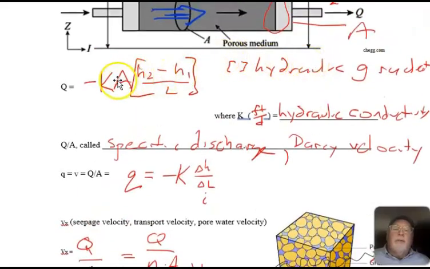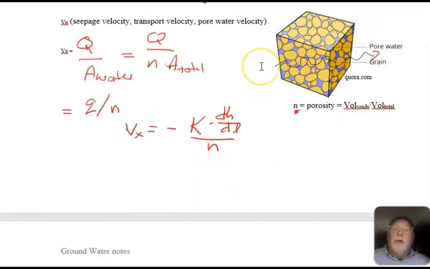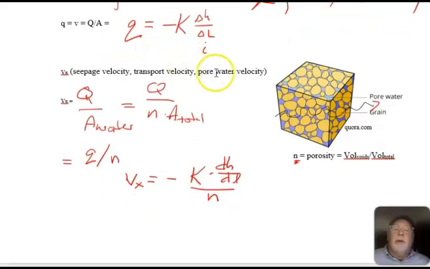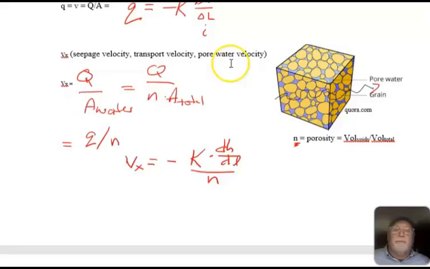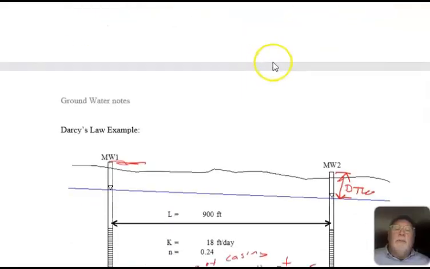And again, for both of these, there's a negative in front because the gradient is negative in the direction of flow. How fast the water is actually going, and how fast something moving with the groundwater would go, is the Vx, which we might call the seepage velocity, transport velocity, or average pore water velocity. That's this q, the specific discharge, divided by the porosity. So it's faster than that. So it's K times the gradient over n, and again, I put my negative in there.